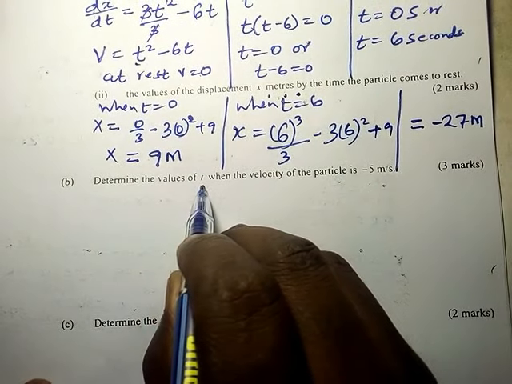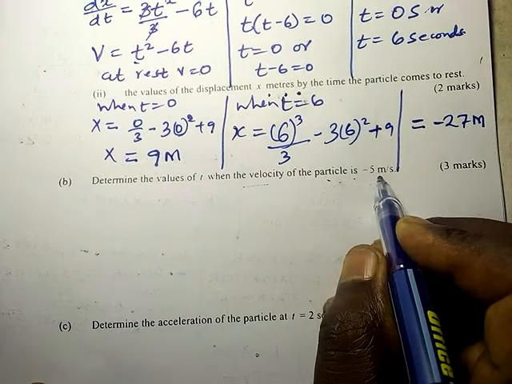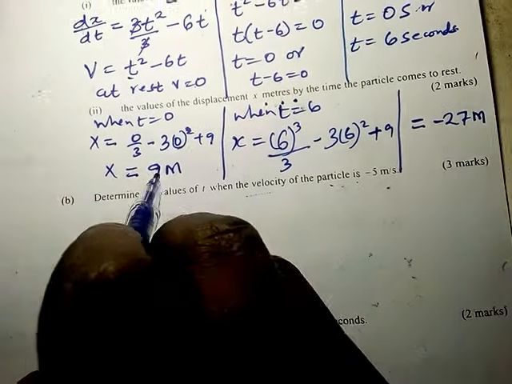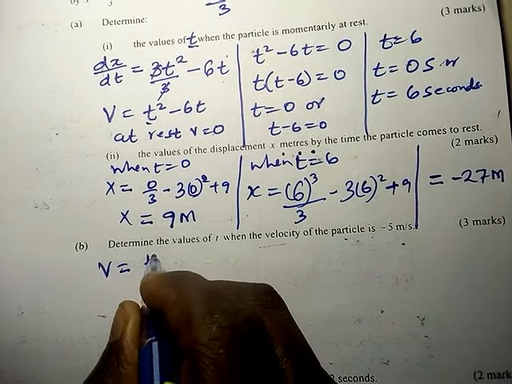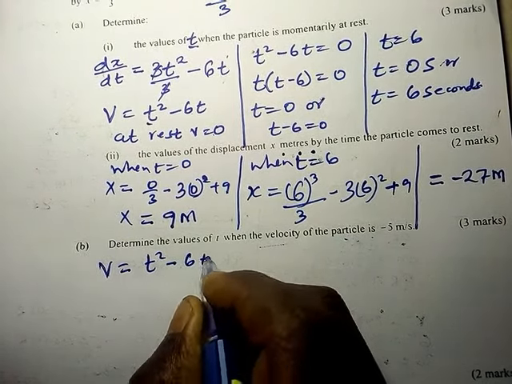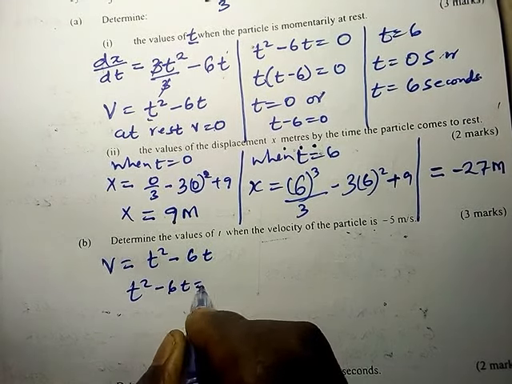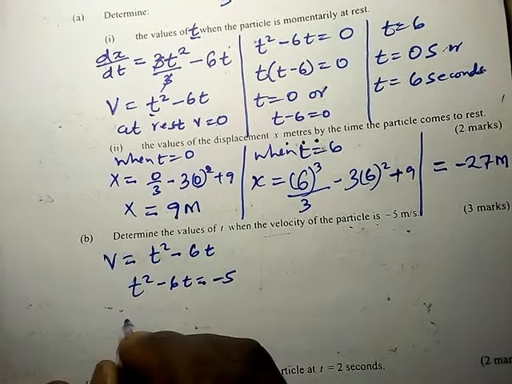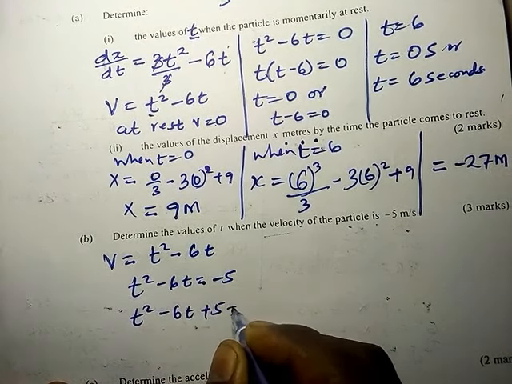Determine the values of t when the velocity of the particle is negative 5. The velocity, we know the velocity is equal to t square minus 6t. But we have been given now t square minus 6t is equal to negative 5. This is the same as t square minus 6t plus 5 equal to 0.